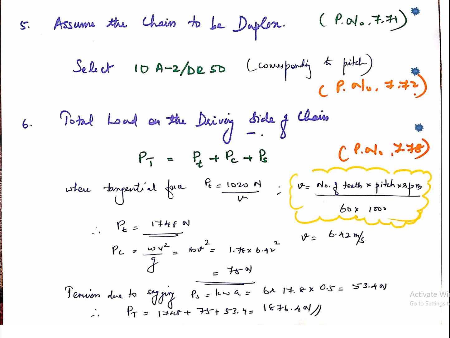Now what do simplex or duplex mean? Simplex means you will have only one set of projections in which the chain link is held. Duplex chain means there will be two. You can see that also in your data book page. Right now I don't have that figure.